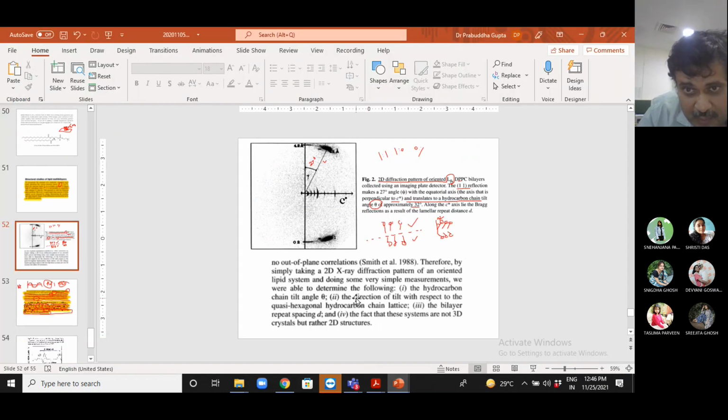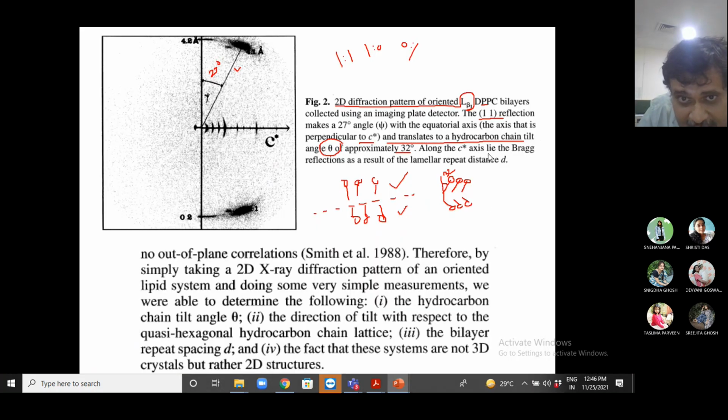This is point number 1. And point number 2, again, along the C star axis lie the Bragg reflections as a result of the lamellar repeat distance d. Can you see that there are small spots, correct, at regular intervals? Yes, sir. So these are the distances between the two phospholipids present in the membrane.